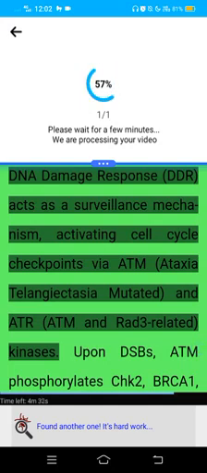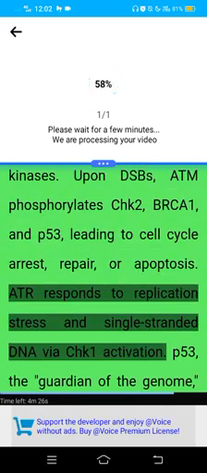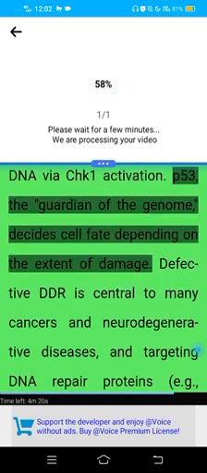DNA damage response (DDR) acts as a surveillance mechanism, activating cell cycle checkpoints via ATM (ataxia-telangiectasia mutated) and ATR (ATM and RAD3 related) kinases. Upon DSBs, ATM phosphorylates CHK2, BRCA1, and p53, leading to cell cycle arrest, repair, or apoptosis. ATR responds to replication stress and single-stranded DNA via CHK1 activation. p53, the guardian of the genome, decides cell fate depending on the extent of damage.